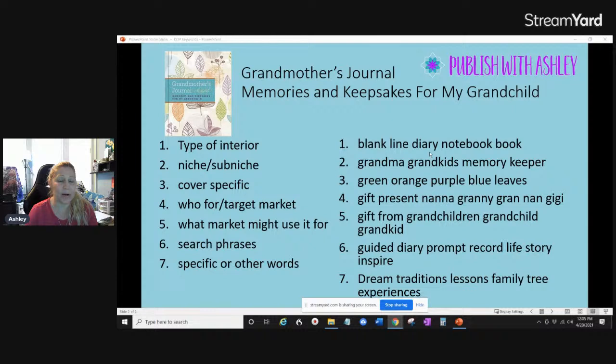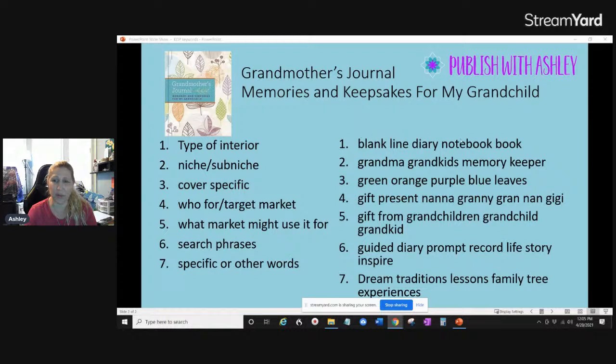Remember, Amazon's algorithm is smart enough to know that an S or not an S doesn't make a difference as far as it's concerned. Diary, notebook, book. Notice I didn't repeat any from the title or subtitle. You don't ever have to repeat. You can repeat, but it doesn't necessarily do anything for you if you repeat.